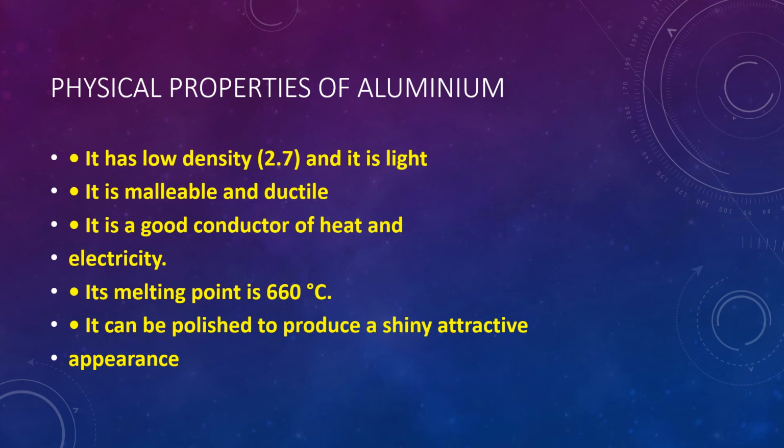Malleable and ductile: malleable means the metal can be made from one shape to another shape, and ductile means it can be made into wire form. It is a good conductor of heat and electricity. Our big electric towers have aluminium wire only, because corrosion is very low and it is a good conductor of heat and electricity. The melting point is also a little bit high. It can be polished to produce a shiny attractive appearance, so new aluminium vessels are very attractive.